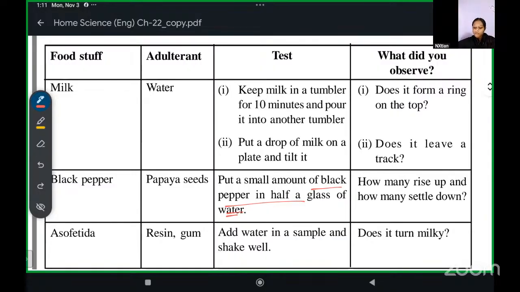Now, asafoetida, I don't know what that is. It is adulterated with raisin and gum. Add water in a sample and shake well. Does it turn milky? Let's check this out. What is this?